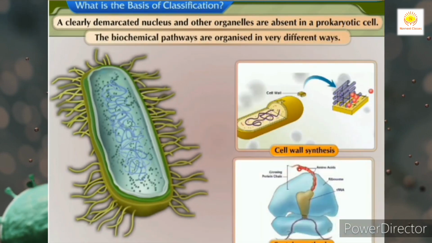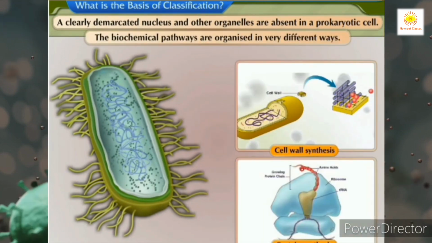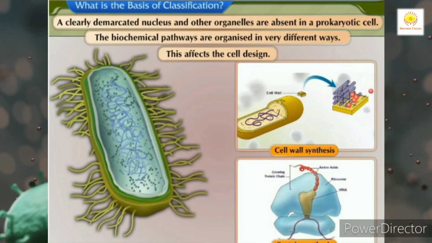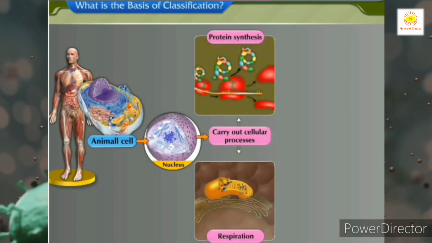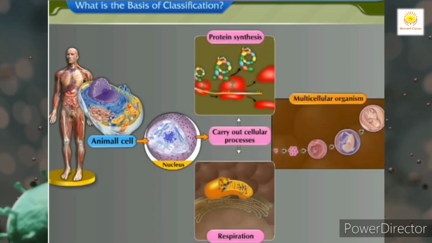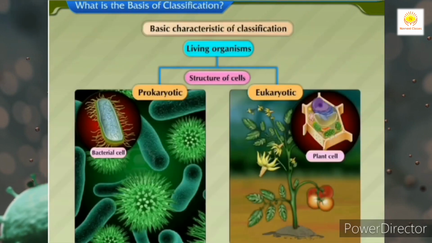Thus, the biochemical pathways are organized in very different ways. This affects the cell design. The nucleated cells have the capacity to take up specialized functions and participate in making a multicellular organism. Hence, this is a basic characteristic of classification.